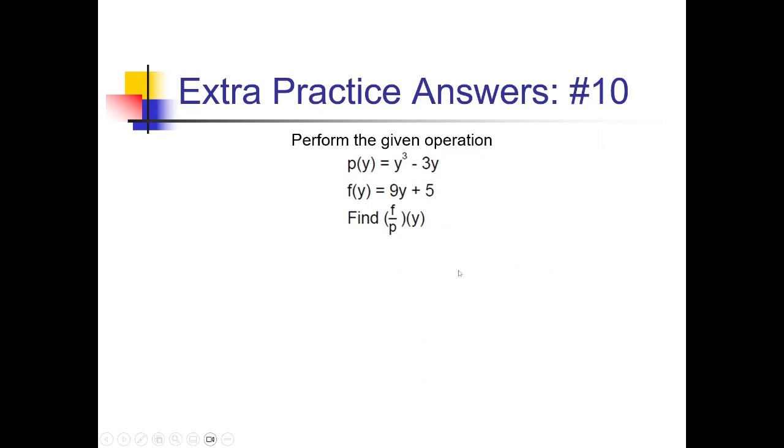For our last problem, we have f divided by p of y. So basically just taking the f function here, 9y plus 5, and dividing it by the p function, y cubed minus 3y. Now we do need to look to see if we can simplify this any further. We could take out a y as a common factor from that denominator, but you're not going to be able to do anything in terms of canceling with the numerator, so we'll just leave it the way it is, and that is the final answer.